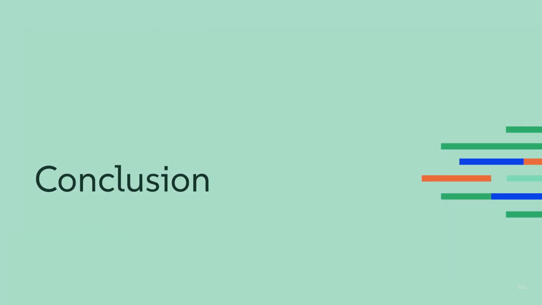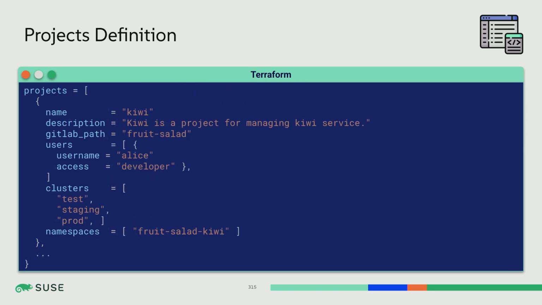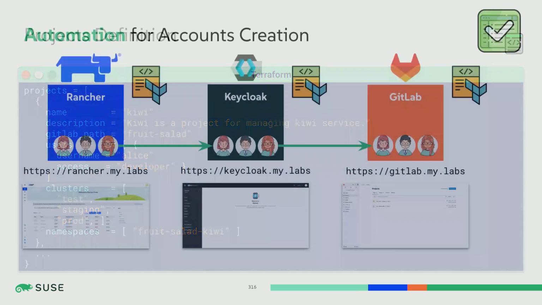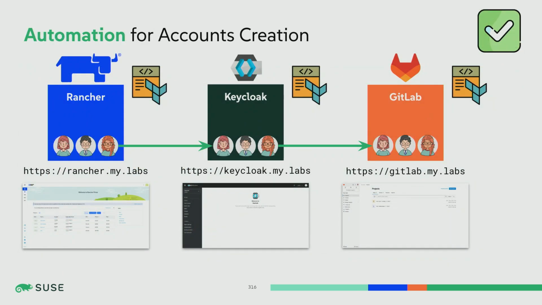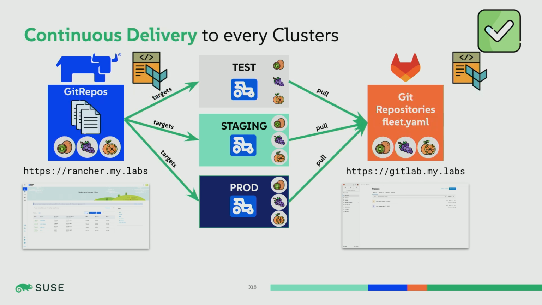So as a conclusion, as a takeaway, we created this automation using two input files: the user definition that lists the users, so a straightforward configuration for the users, and the same for listing the projects and the permissions for the projects for every developer and every application targeting the specific clusters. And like that, we can automate the account creation on Rancher, Keycloak, and GitLab, then automate the creation of GitLab and Rancher projects directly using Terraform, and then let the continuous delivery using Fleet target every Kubernetes downstream cluster, and pull the configuration from the Fleet YAML in GitLab.